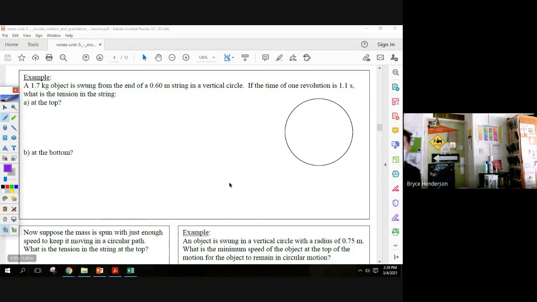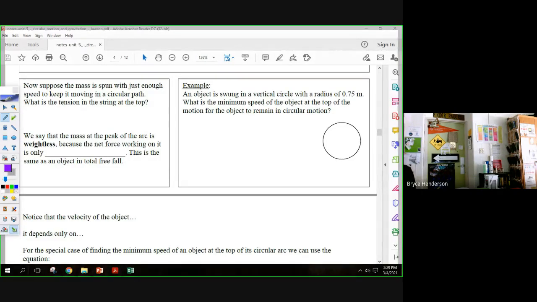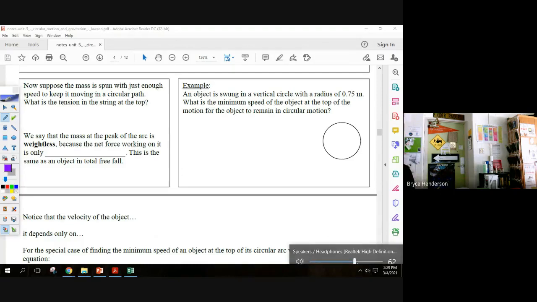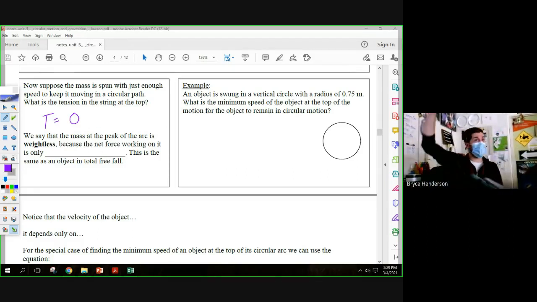It says, suppose that the mass is swung with just enough speed to keep it moving in the circular path. The tension at that exact point would be what value? It would be 0. The tension would be equal to 0 at that point. Meaning if I go any slower, my string is going to stop. It's going to fall. And we would say it's weightless at that point.